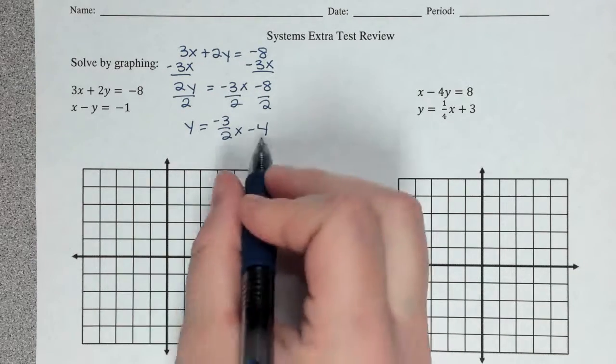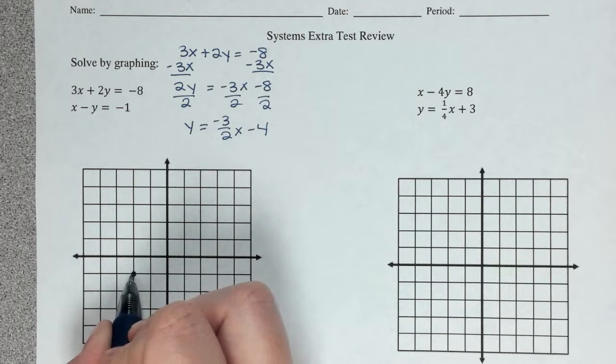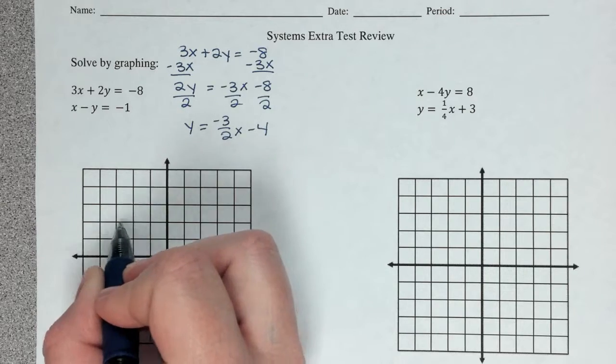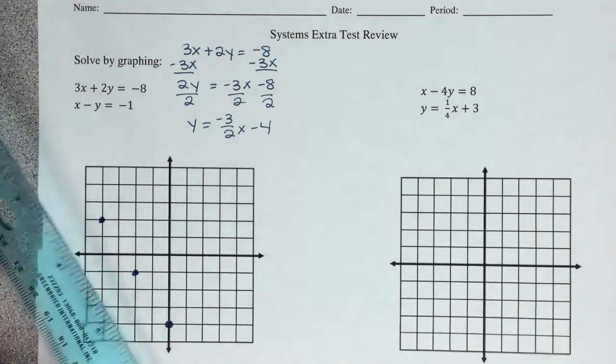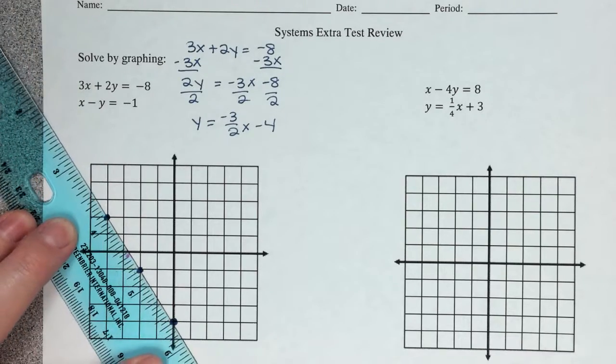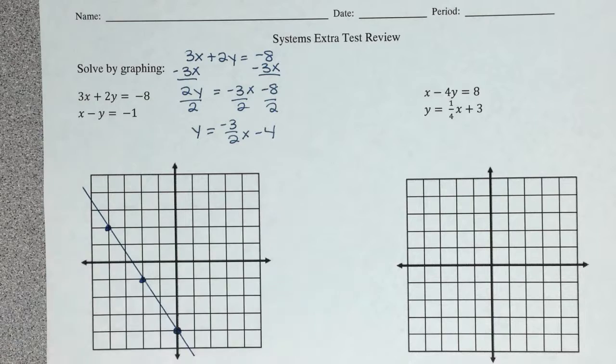I'm going to go down to negative 4, 1, 2, 3, 4. And my slope is up 3 over 2. Up 3 over 2. And now I'm going to connect the dots. So that's my first line.